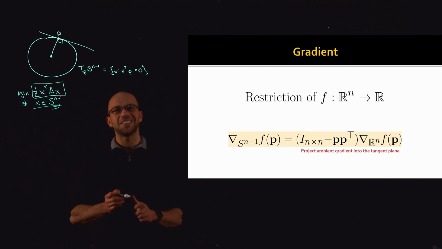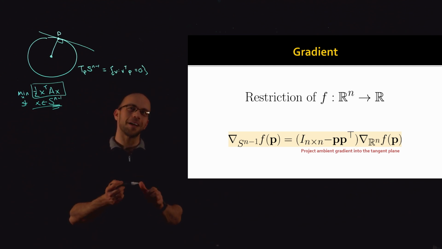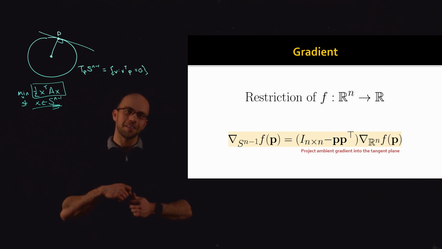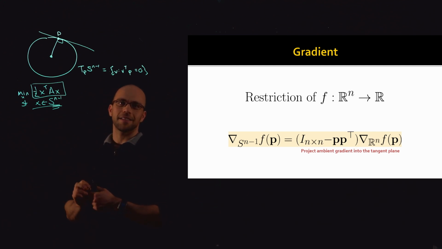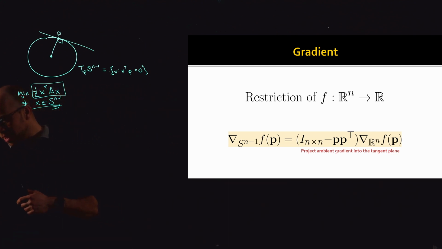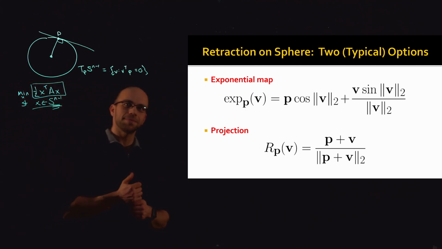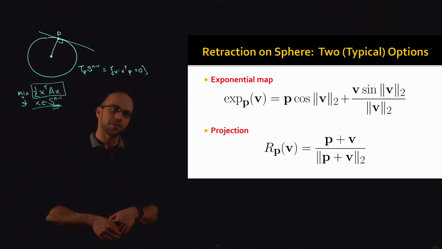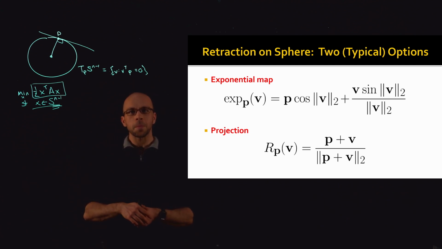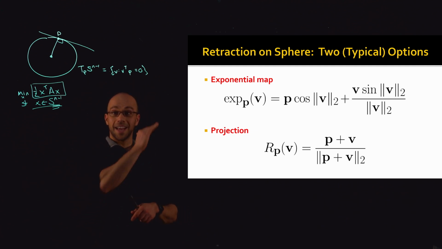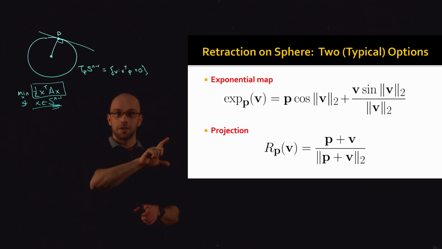So remember, we need two ingredients to define a manifold optimization algorithm. One of them is an intrinsic gradient. So for example, if f is defined on all of R^n, that's how you might compute it. The other one is a retraction. And here are two potential options for a retraction. Both of these are perfectly valid in practice. And these correspond to the actual exponential map or the projection, right?